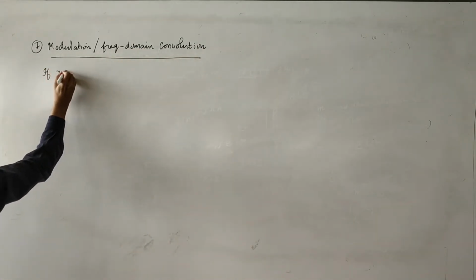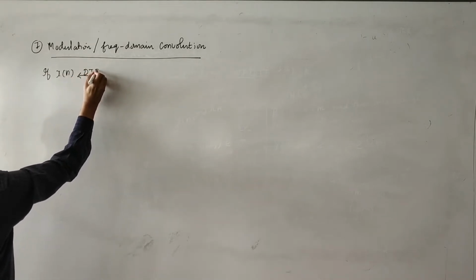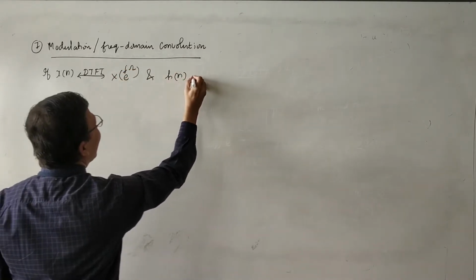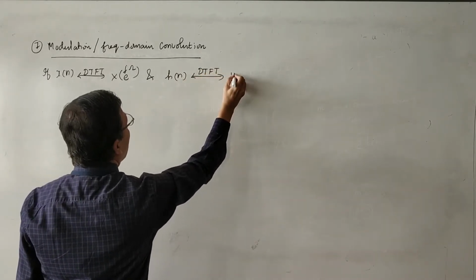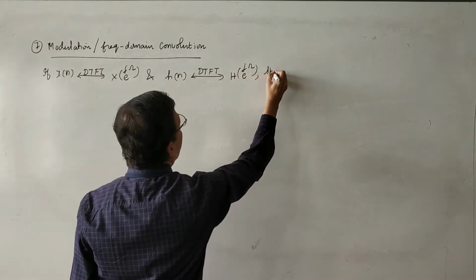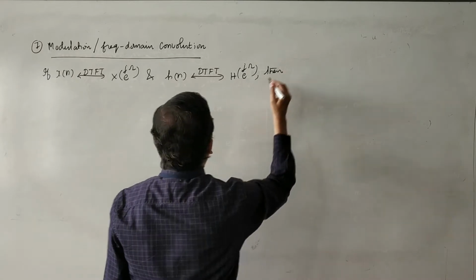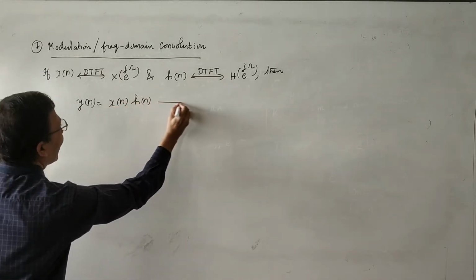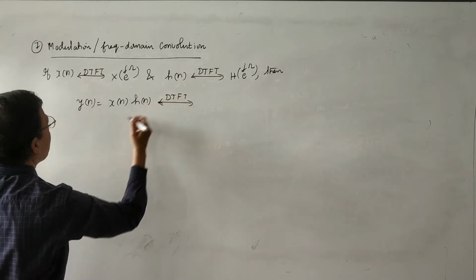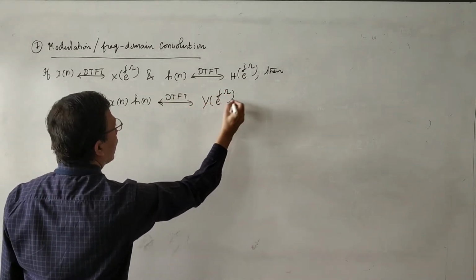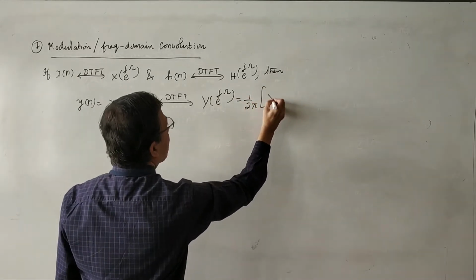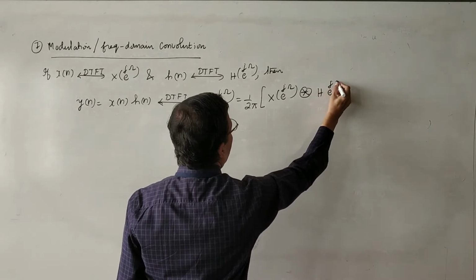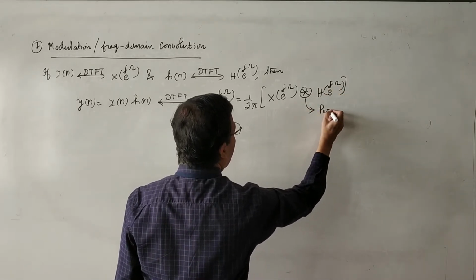Statement: if x of n has a discrete time Fourier transform x of e power j omega and h of n has a discrete time Fourier transform h of e power j omega, then y of n equals x of n into h of n has a discrete time Fourier transform y of e power j omega equals 1 by 2 pi into x of e power j omega periodically convoluted with h of e power j omega. This is the symbol for periodic convolution.